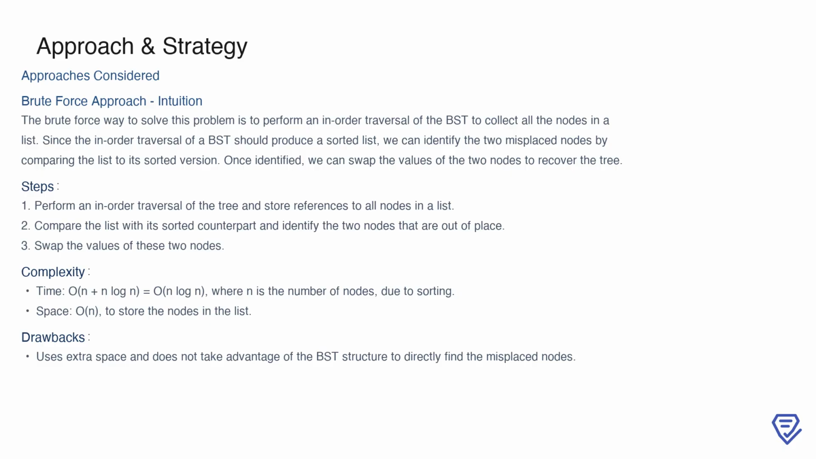However, this approach has some drawbacks. Its time complexity is O(n log n) due to the sorting step, and it uses O(n) space to store all the nodes in a list. While it works, it doesn't leverage the tree's structure efficiently, making it less optimal.